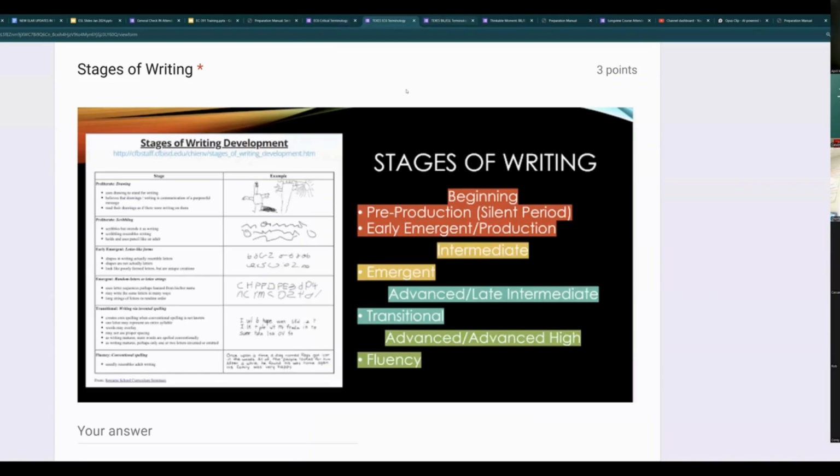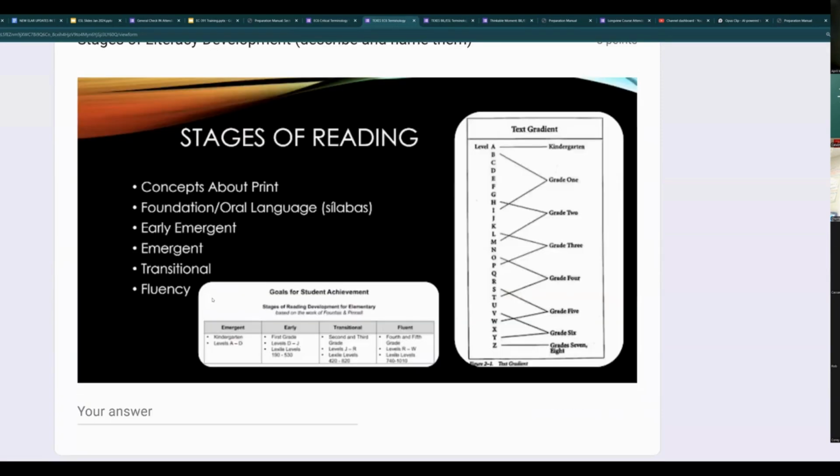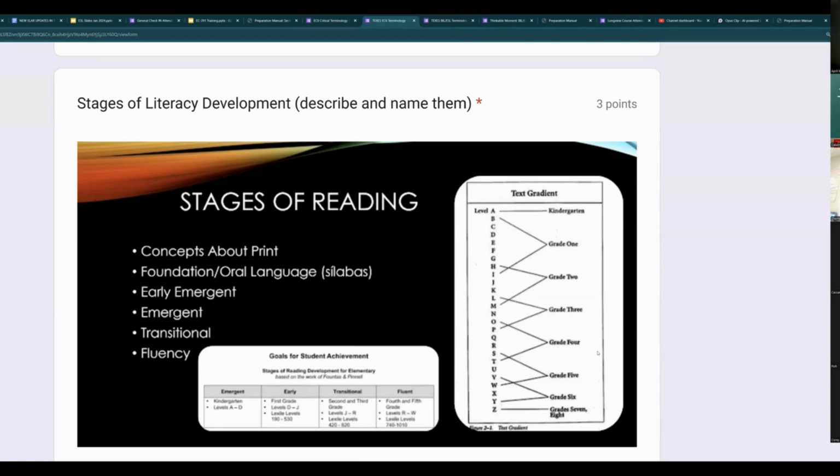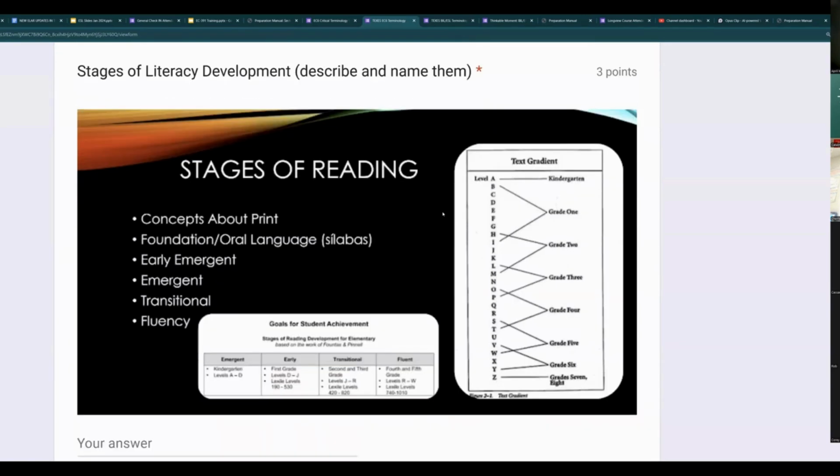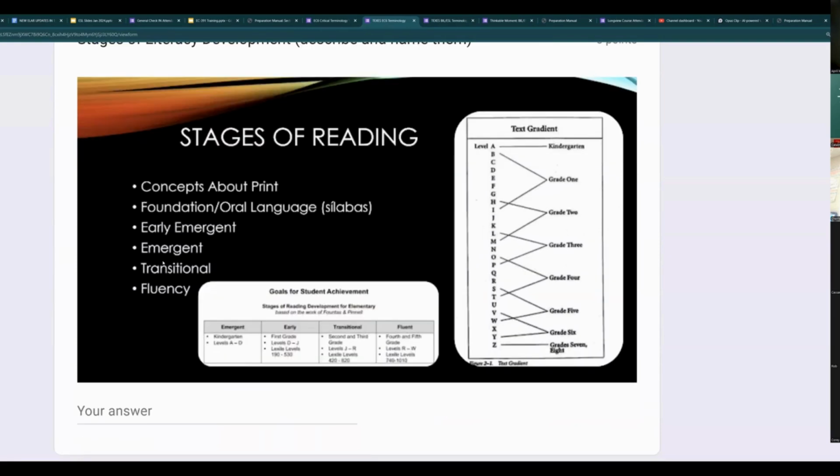All right, so there's your 30 seconds. Go ahead and just write out that answer for the stages of writing, please. And I don't mind if you go ahead and do the stages of reading too, because it's really the same thing. They use the same labels for both of those. And I'll give you another 30 seconds to do the stages of reading.